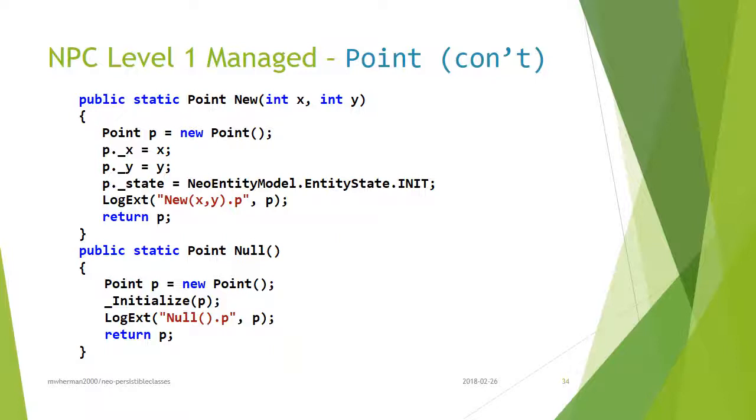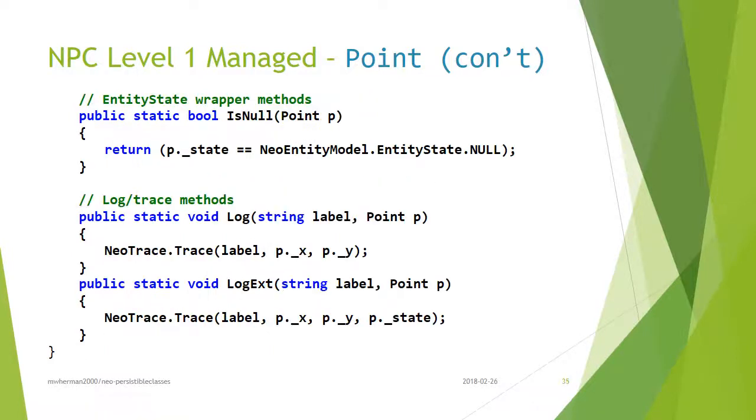So we have a small number of fields, so we're just simply initializing them directly. At the bottom here, we can see how we create a null point. We just simply call initialize. Here we have the wrapper method for the state system field, where we're explicitly using it to test if it's null.